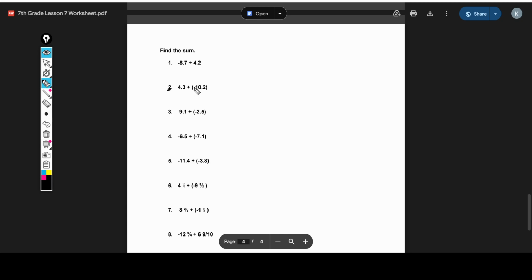So you can get rid of these parentheses, and it'll become 4.3 minus 10.2. And then from here, it's just subtraction. So we have 4.3 minus 10.2. And we realize 10.2 is actually larger than 4.3, so we can't really do the subtraction. So instead, what you can do is flip this into a negative version of 10.2 minus 4.3, or you can draw a number line.